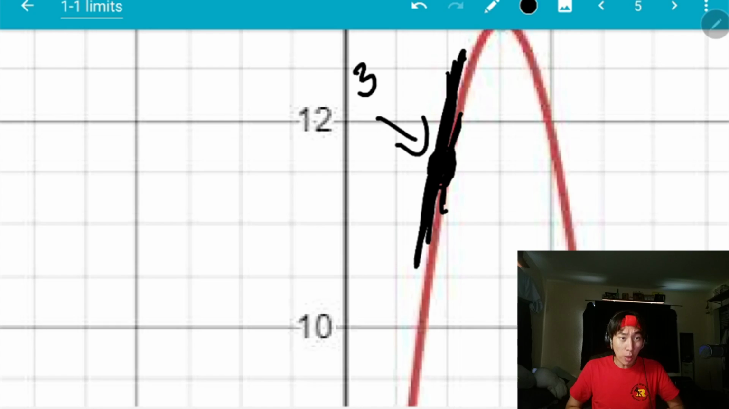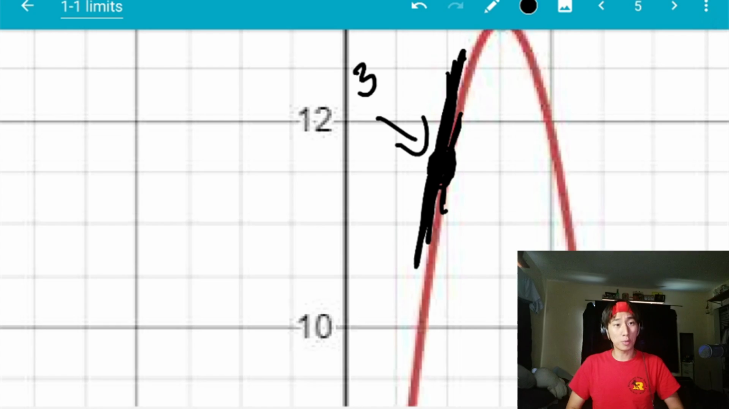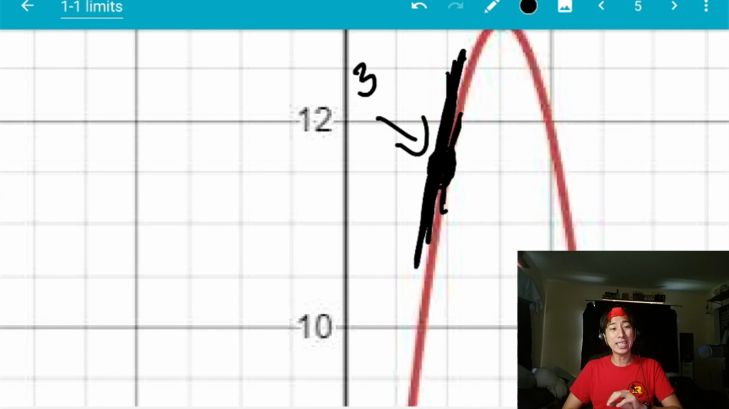And what we're gonna find later on in calculus is that if you know the slope of the tangent line, you can find the slope of the curve at that exact point. So this is how you find instantaneous rate of change, by finding the slope of the tangent line. That's one of your most fundamental parts of calculus, basically.